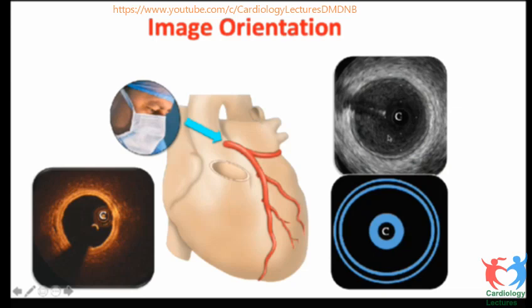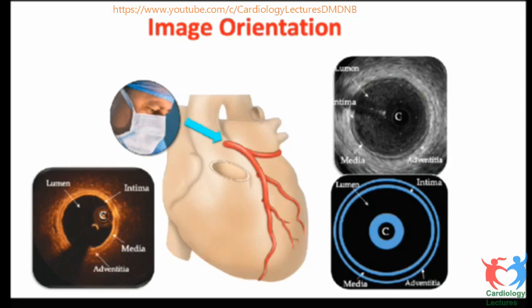One is a fluorescent lumen with the imaging catheter. And the second part is the three-layered vessel wall: the bright intima, dark media, and the bright adventitia. It produces a bright, dark, bright appearance. This is how a normal vessel appears.